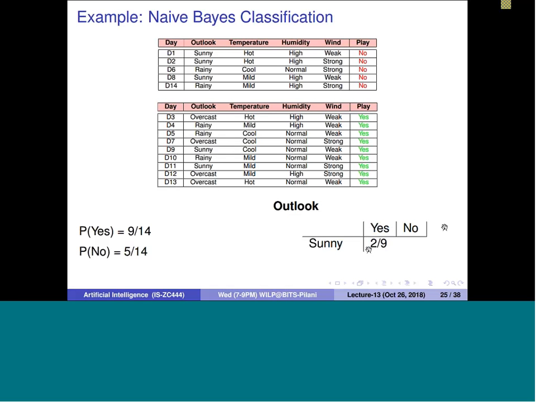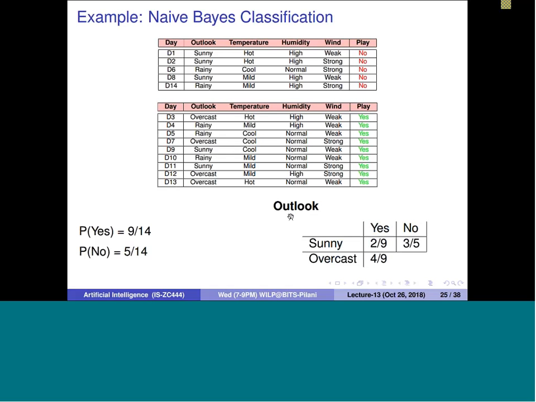Outlook given no. Into the no area, what is the probability that the outlook is sunny? This is the no area. What is the probability that the outlook is sunny? 1, 2, 3, 3. What is the probability? 3 by 5. All right, 3 by 5.